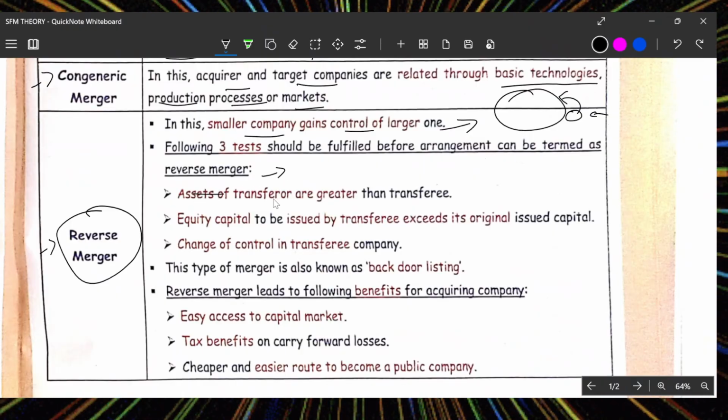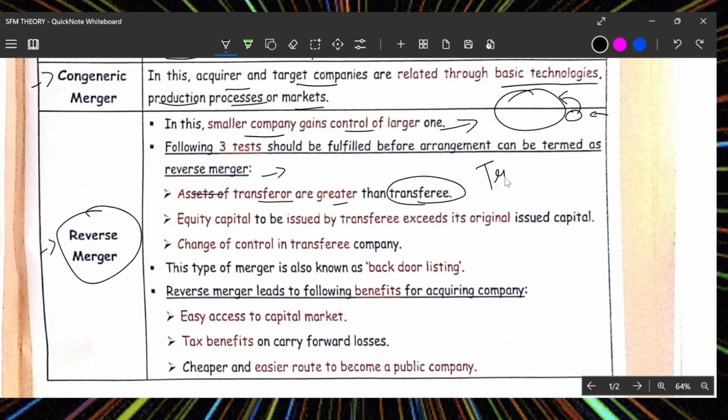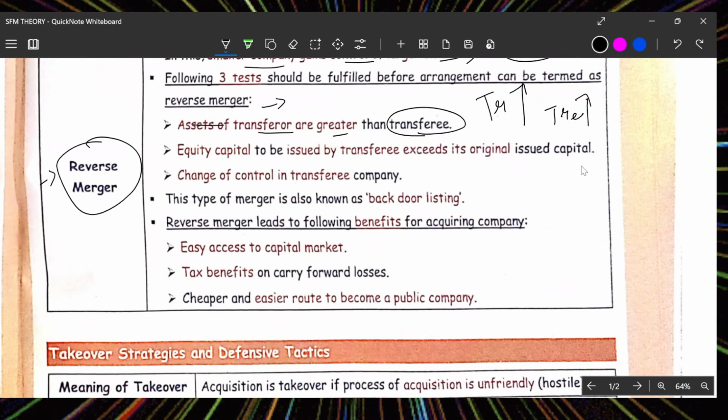Are the assets of the transferor greater than those of the transferee? So the transferor's assets are more than the transferee's assets. Equity capital to be issued by the transferee exceeds its original issued capital.